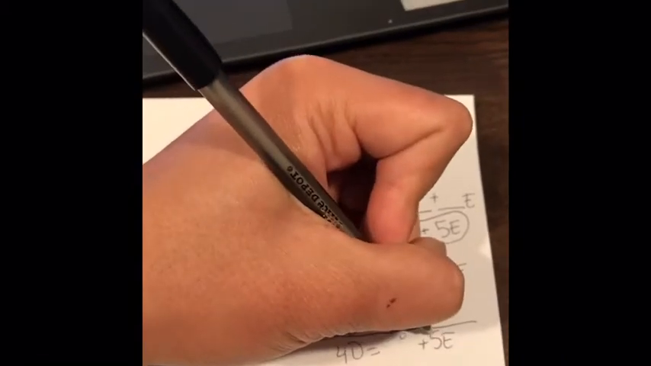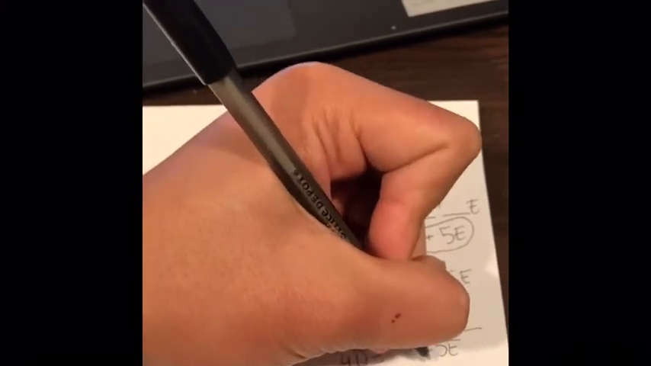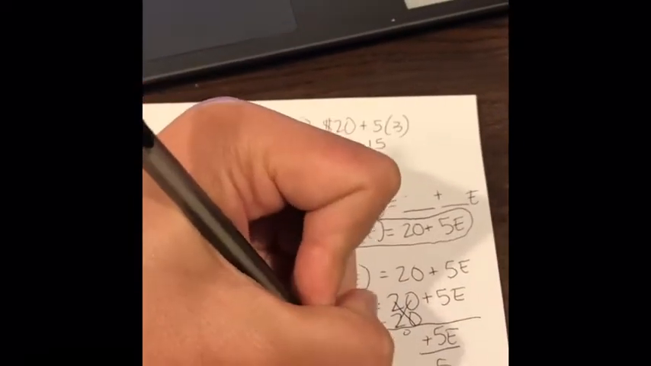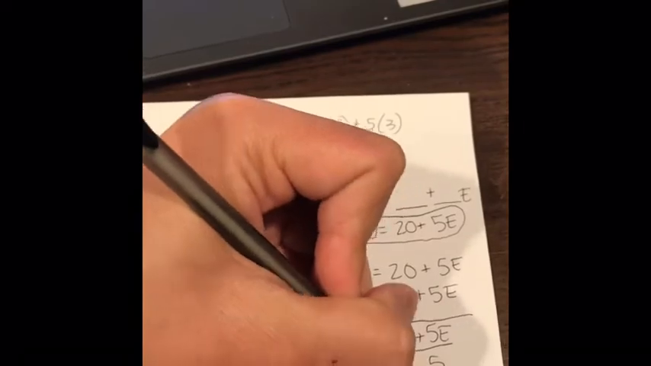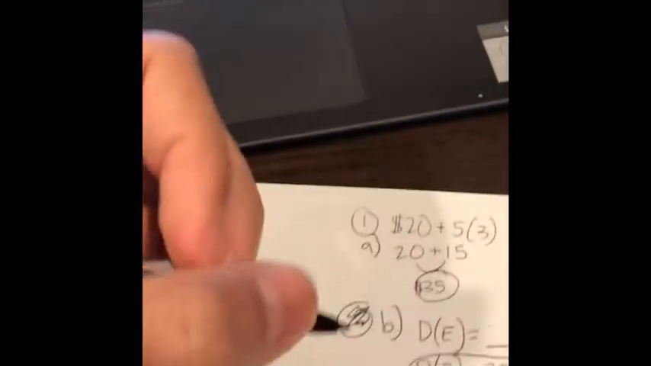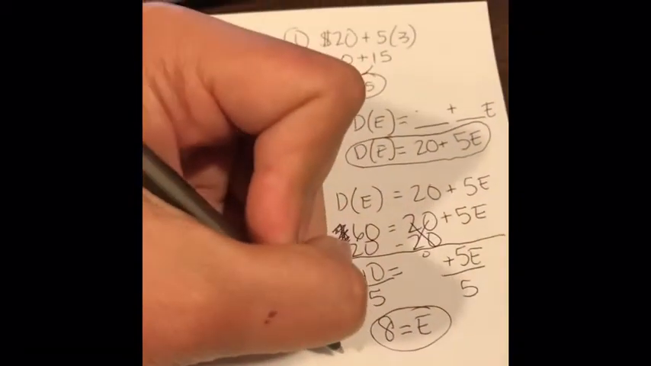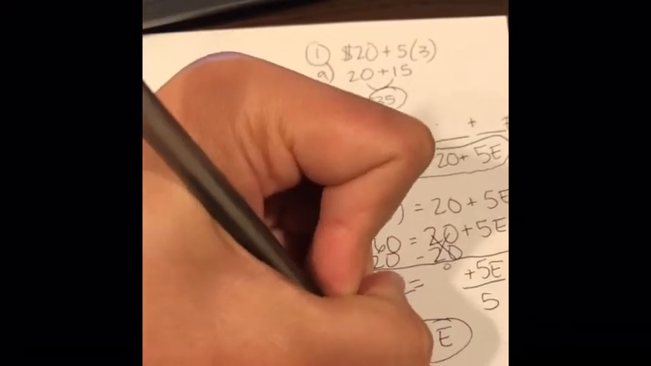Now, when I have a letter and a number next to each other, that's multiplication. The inverse of multiplication is division. Divide by 5 on both sides. 40 divided by 5 is 8. 8 equals E. So that represents the events Dayana won. So Dayana won 8 events.